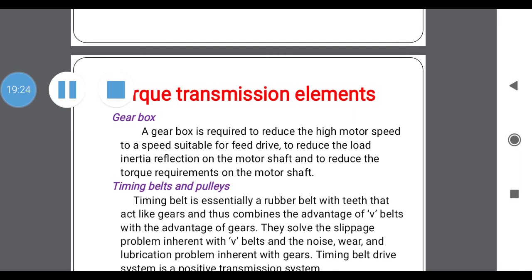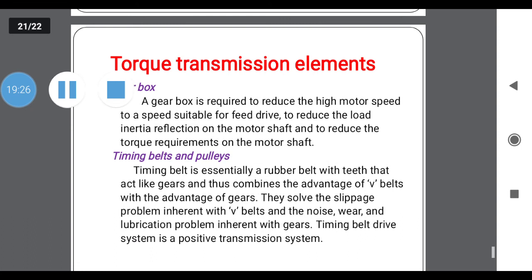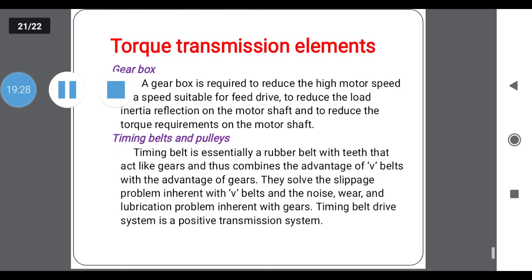Next one is a timing belt and pulleys. These are similar to gears. Instead of gear teeth, we are using wheels. On those wheels, we are using the belt on the pulley. Again, using V belts with the gears. These have less noise compared to others and less lubrication problem. The timing belt drive system is the first of the two transmission systems.